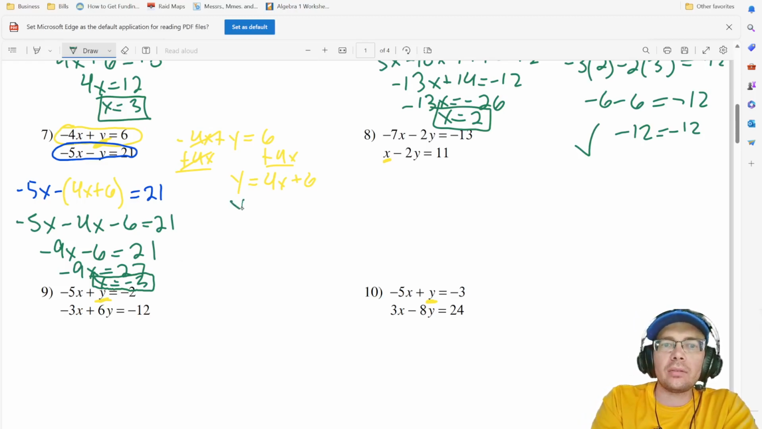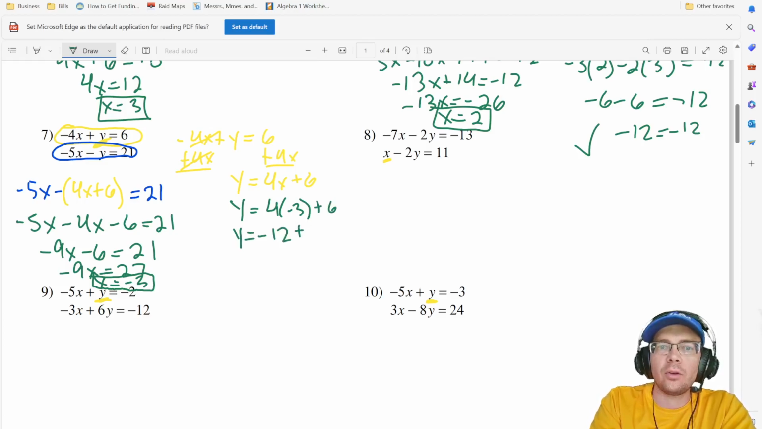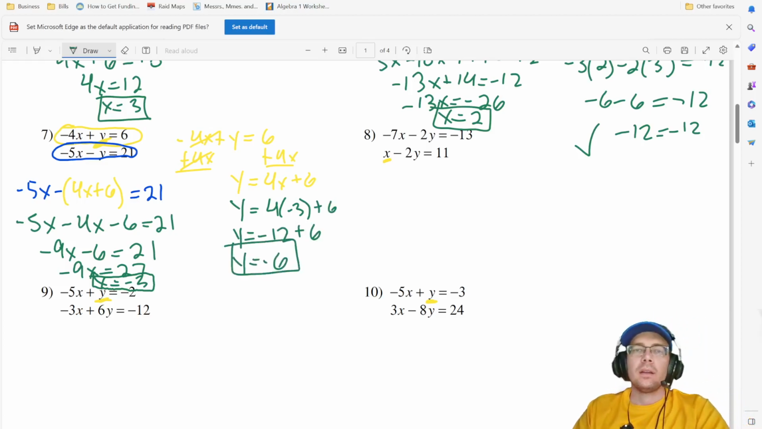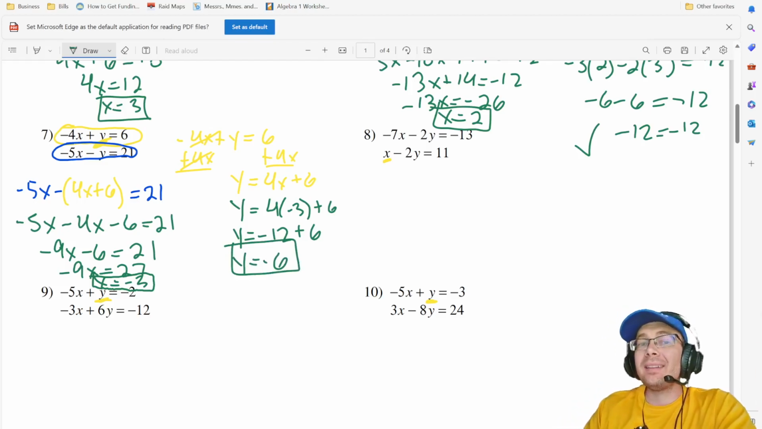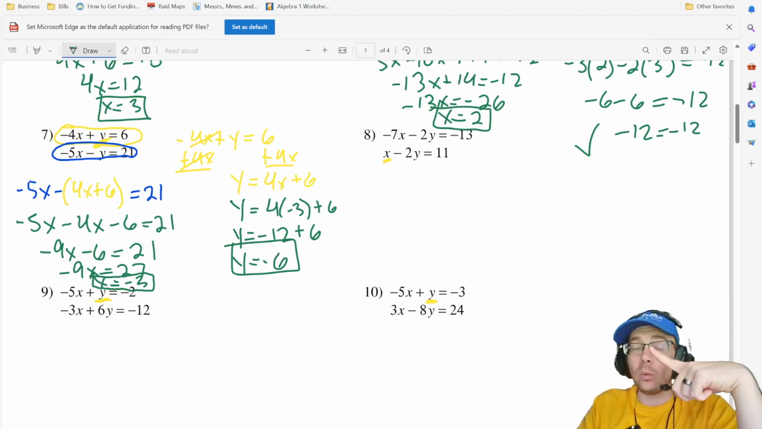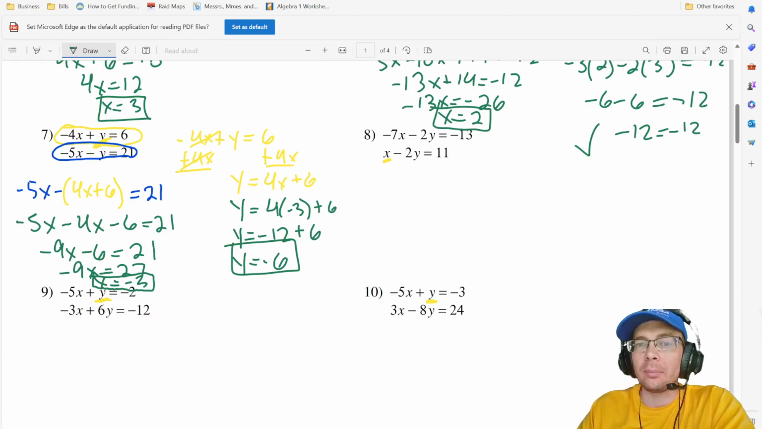And I want to plug that in over here. -3. It's -12 plus 6, which is -6. Ta-da! Okay, so it was a little bit more work but not a lot. It was basically one extra step if you solve for the one that doesn't have a visible number in front of it.